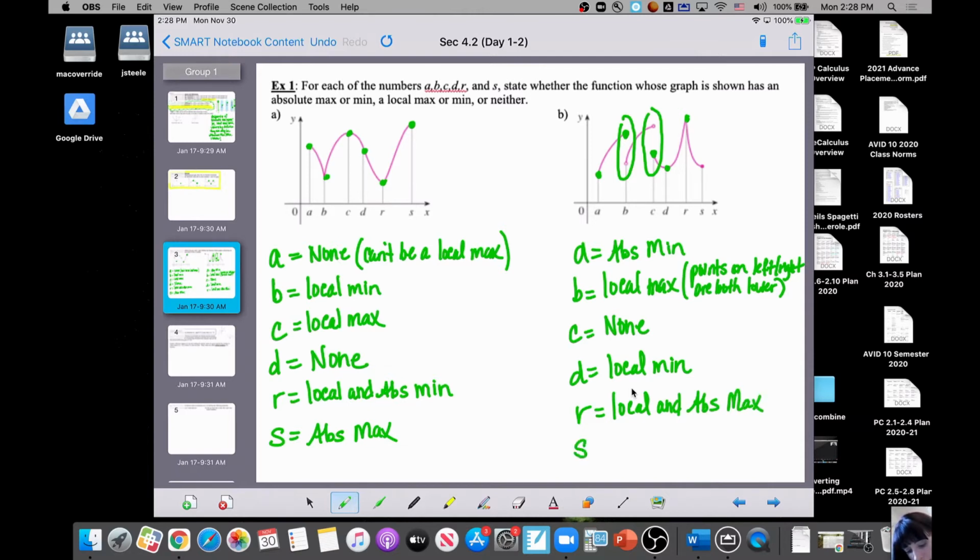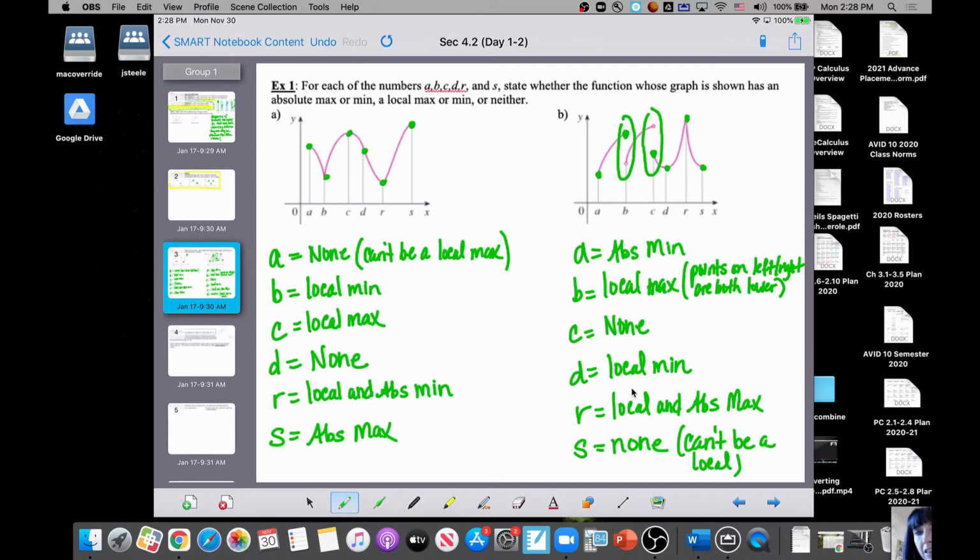And then finally letter S. Okay, well letter S is not the highest point on our graph, and it's not the lowest point on our graph. And remember, because it's an endpoint, it can only be an absolute maximum or an absolute minimum. It cannot be a local. So since it's not the highest point or the lowest point, S is none. And again, this is because it can't be a local.